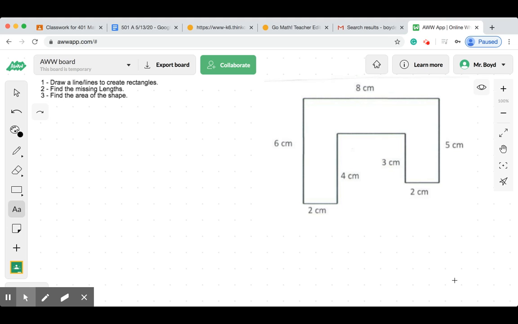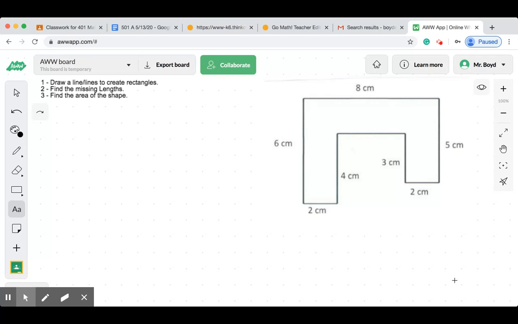Good morning, fourth grade. Today we're going to continue with combined rectangles and finding the area, but today is going to be a little bit different. Today we are going to have to find the missing sides or missing lengths to help us find our area. And I'll explain exactly how we're going to do that as we go on.